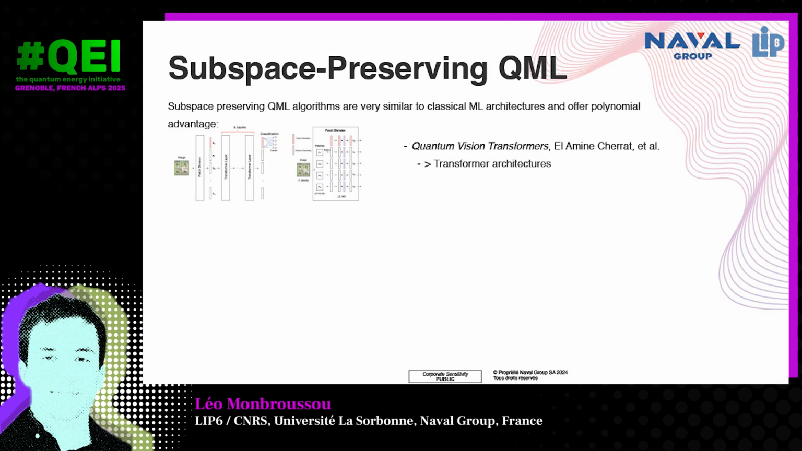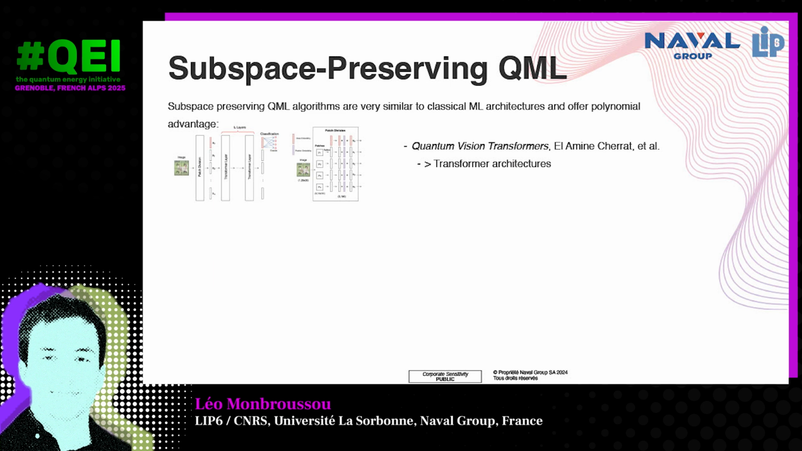So we have our strategy. We will focus on subspace of polynomial size, and we will focus on polynomial advantage. And so now that we have our strategy, we want to choose a hardware to do experimentation and to go closest to the practical implementation.